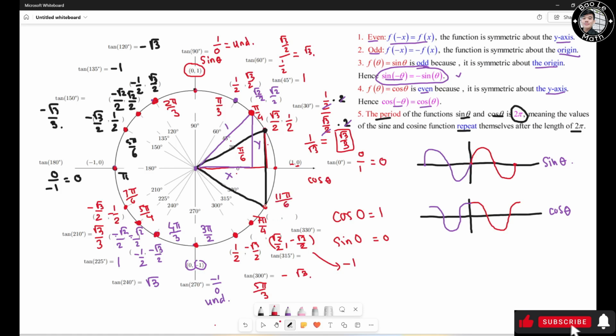And then this guy right here and this guy right here reflect over the x-axis. So x stays, y is opposite, right? So we have the coordinate point. It should be root 3 over 2, negative 1/2, right? Now we need to find tangent of 11 pi over 6. It's going to be negative 1/2 divided by root 3 over 2. So it should be negative root 3 over 3, right?